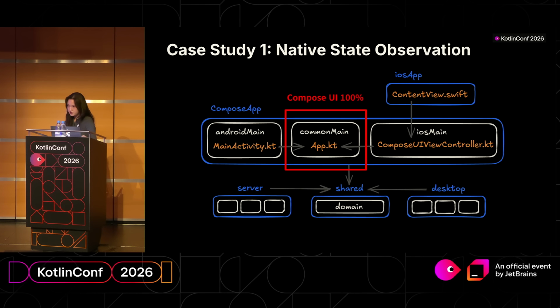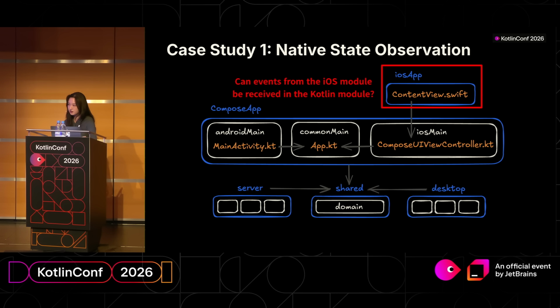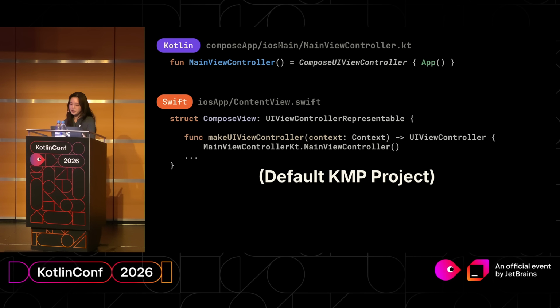There's no SwiftUI mixed in, so any native event that needs to affect the UI must flow through the Kotlin layer. And this is the core question: can events from the iOS module, specifically from ContentView.swift, be received in the Kotlin module? The answer is yes, but you need a bridge pattern. We are developers, so let's skip the long story and dive into the code.